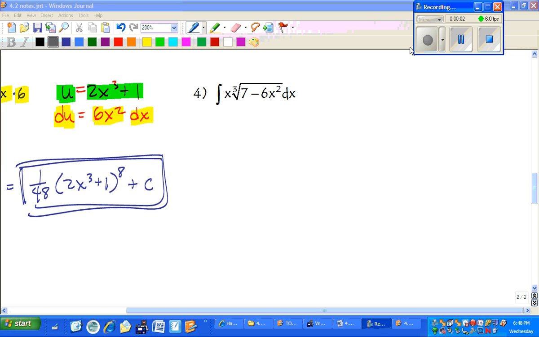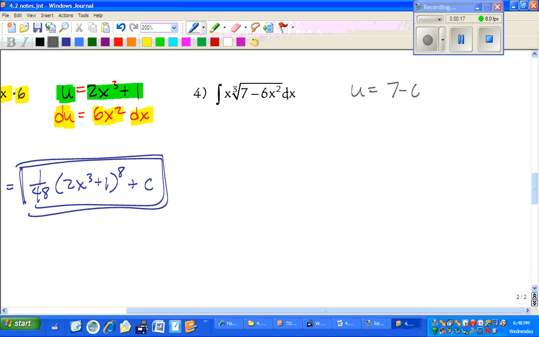Again, for number 4, more stuff going on. We've got something outside the cube root, we've got something inside, but our main concern is to find the inside function. So here, the inside function is the 7 minus 6x squared, because we're taking the cube root of that. That would be our outside function.